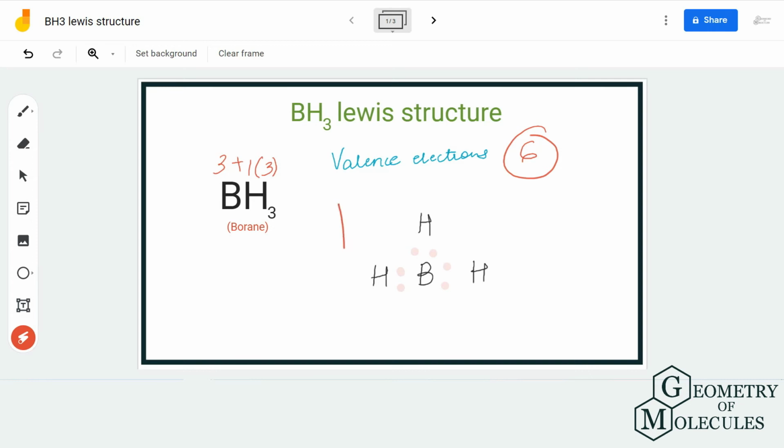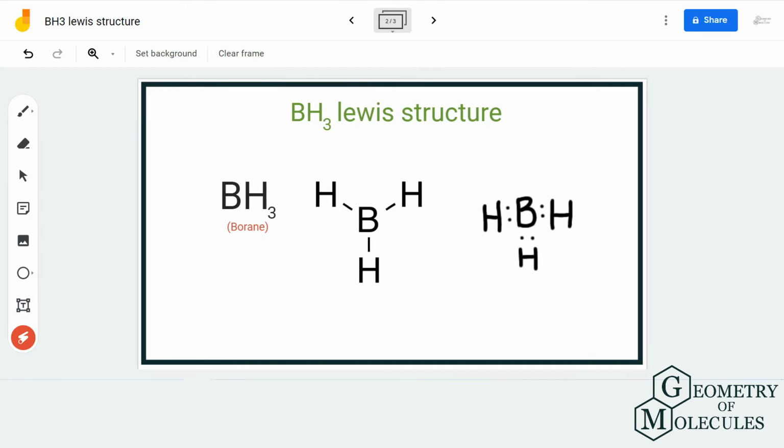And this is the Lewis structure of BH3. Although boron doesn't have a complete octet, it can do away with 6 valence electrons in its outer shell, and hence this is the Lewis structure for the BH3 molecule.